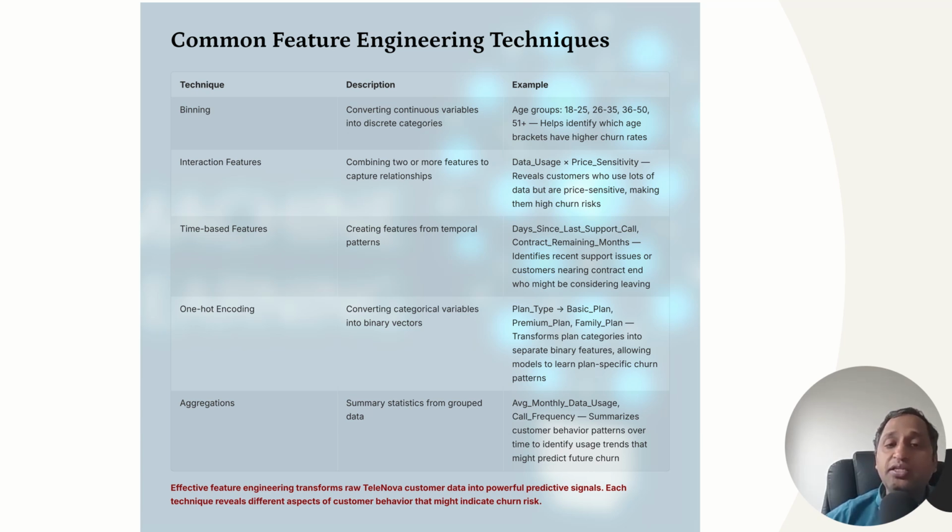So together these techniques turn raw customer data into predictive insights. In the case of Telnova, this means that we can easily identify churn risk, segment users more effectively, and drive campaigns which are specifically targeted at customers who are going to churn. All before we even train a model.